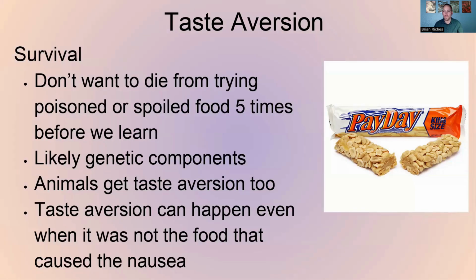Essentially, this is a survival reflex. We have this built into our genetics that we can very quickly develop a taste aversion to something that might be poisonous, something that might be spoiled. It would be really bad if we had to eat a poison food like 5 times before we actually learned that this is bad for us. So there's some genetic components building this to happen.